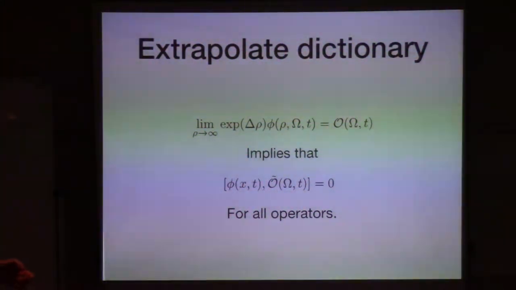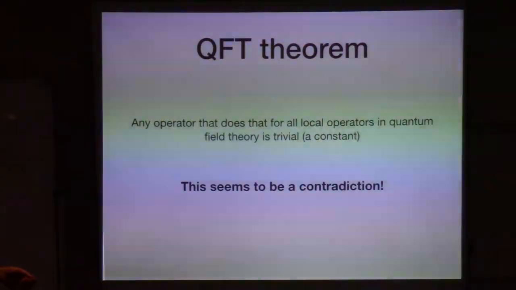Okay. So this is a puzzle in the sense that if we want this to be true, then we actually run into a problem, which is a quantum field theory theorem, which says that any operator that does that for local operators in quantum field theory is a trivial operator, meaning a constant. And this seems to be a contradiction. Okay? So a lot of the stuff I'm going to tell you today is about a particular fix of this contradiction that basically says that that statement can be made to work in an appropriately restricted sense, so that you can use that equation under suitable conditions, even if you don't really have that equation everywhere.